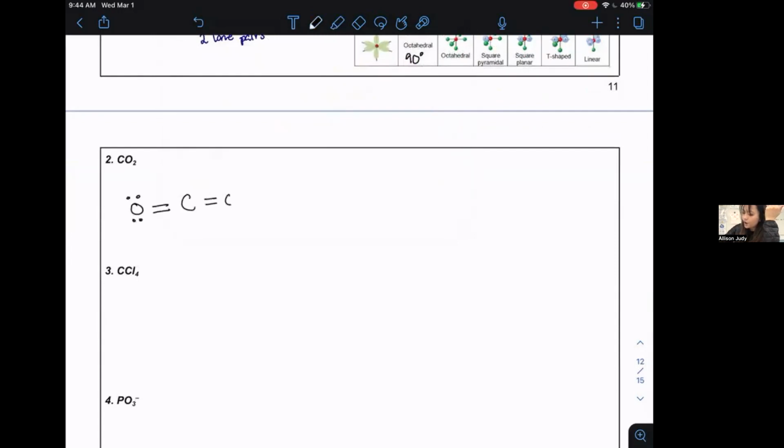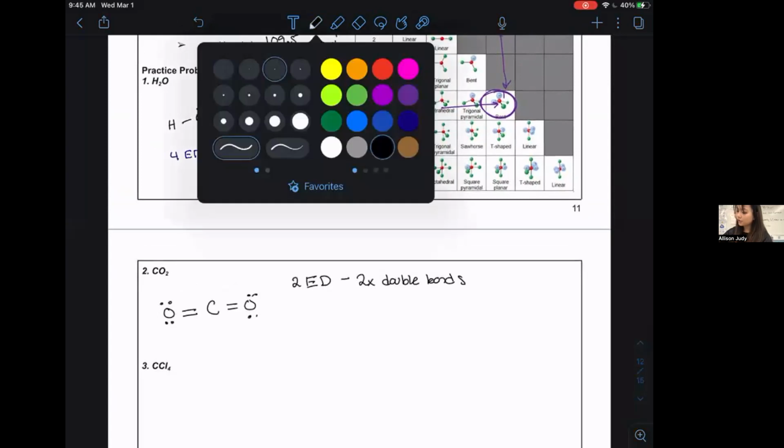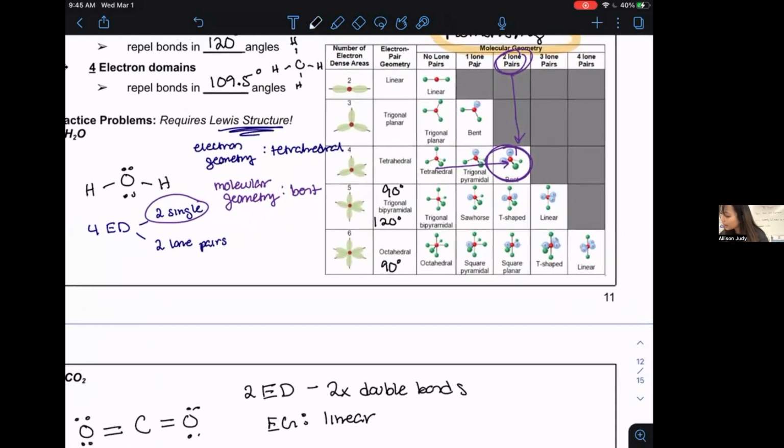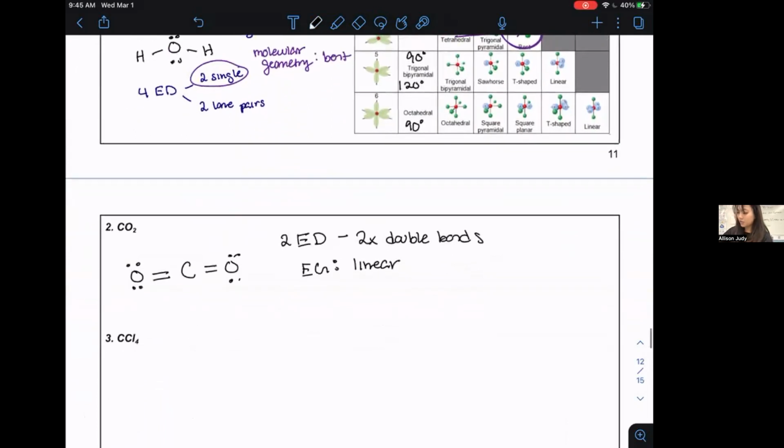Oxygen, carbon, double bonded. We have what we say is 2 electron domains from the 2 double bonds. Now, here's a common mistake that happens. You see 2 double bonds, you say, oh, 4 electron domains, 4 lines. Not here. Here it's general source. We're going to count 1 double bond as 1 source of electrons off the center. So we say 2 double bonds give me 2 electron domains. I have no lone pairs. So according to my electron geometry, I am linear. And since I have no lone pairs, I am also linear in molecular geometry. They match. No lone pairs.